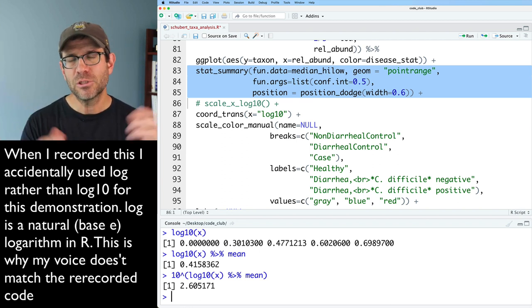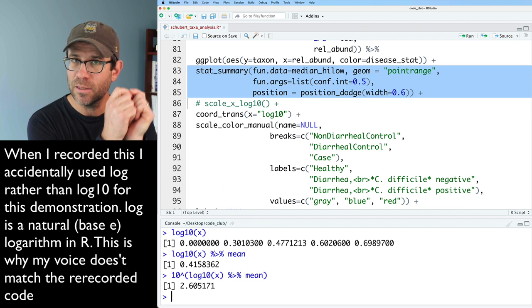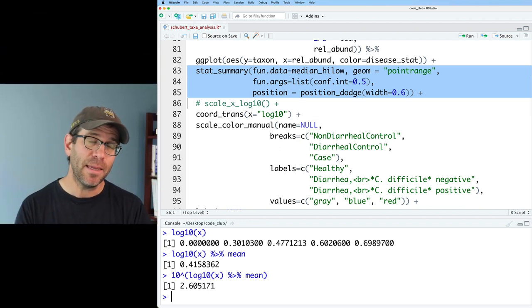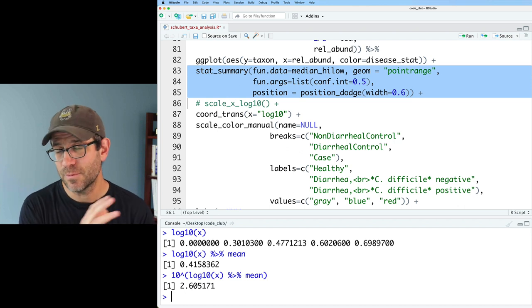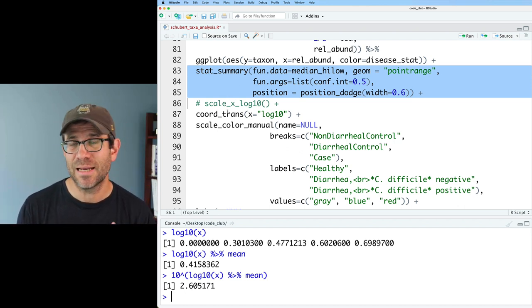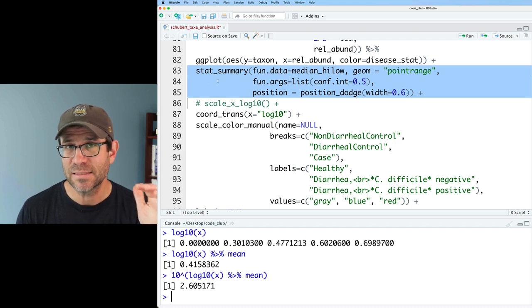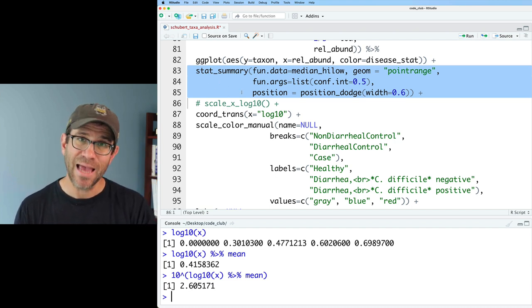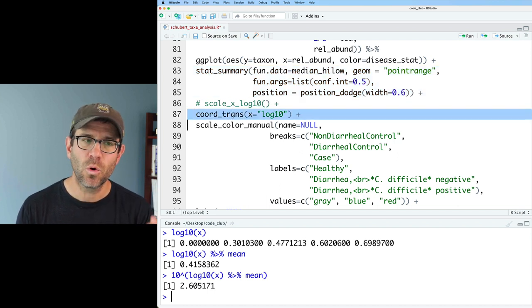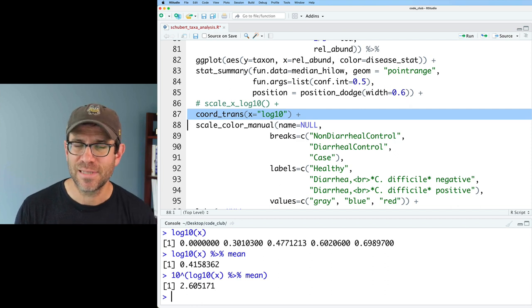But that series of operations, calculating the log of all of our numbers, then the mean, and then taking that mean and raising 10 to that power, is what's happening if we do scale x log 10 with stat summary. Stat summary operates after the scaling functions. In contrast, coord trans works after stat summary.